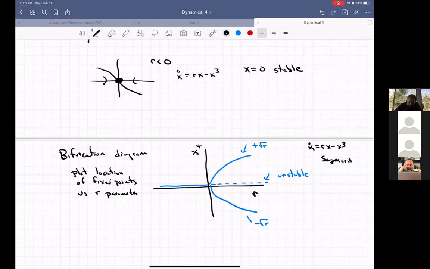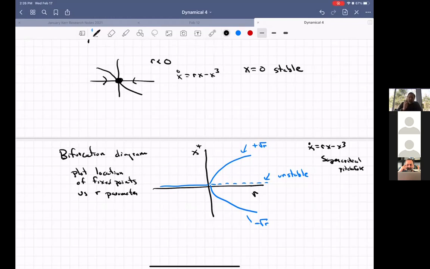So in the supercritical pitchfork, there's either one or three fixed points. One of the fixed points is at the same place and it changes stability, and a pair of fixed points of the original stability appear.